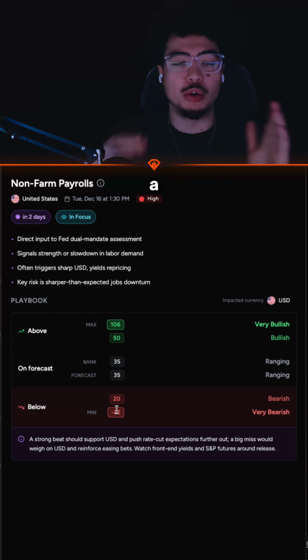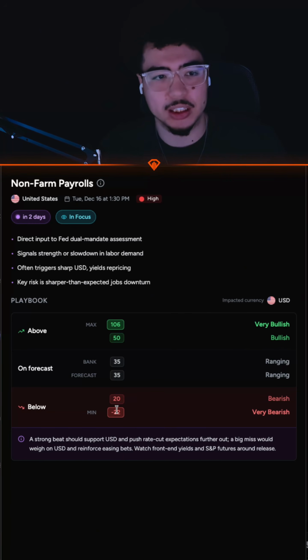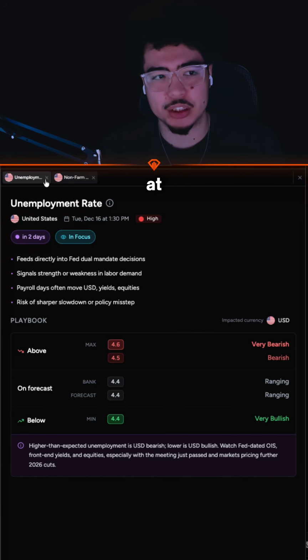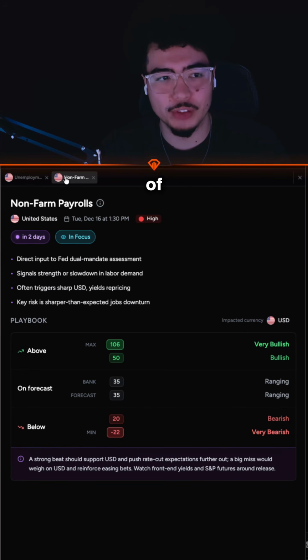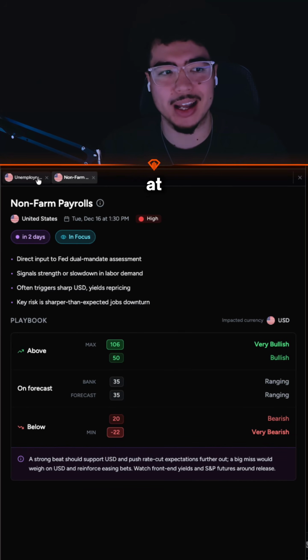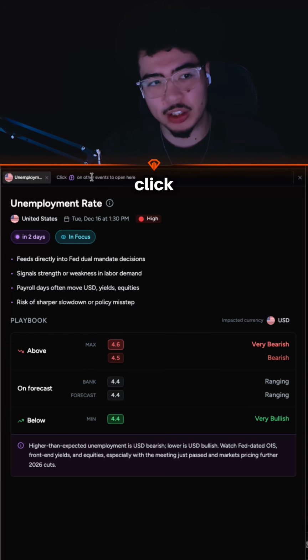So this gives us a range for every data release. And what's really nice is we get these little tabs at the top. So every time you open a new data release, you can keep it here. So you could keep all of the ones for today or this week open at the same time. And if you don't want it, you can just click off it and get rid of it.